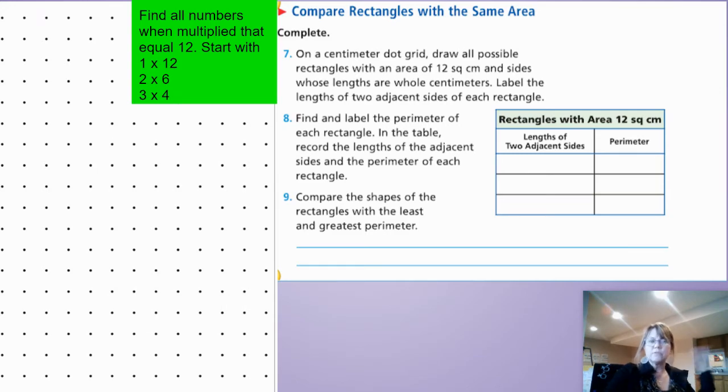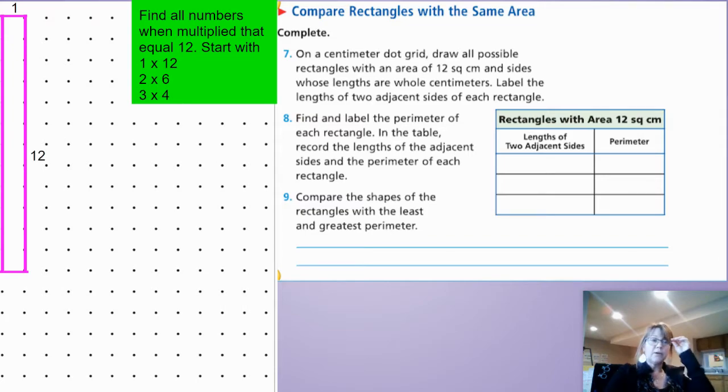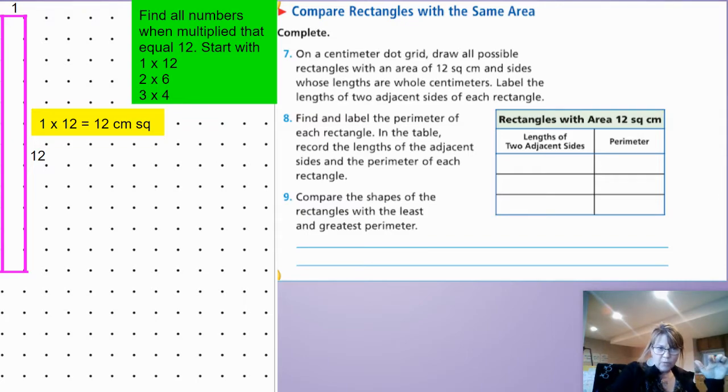So in order to do the rest of this, we need to draw our rectangles. We have a 1 by 12 centimeter shape right there. We know that 1 times 12 is 12 centimeters squared because these are centimeter dot paper, so from one dot to another is 1 centimeter. Now we know that our adjacent sides for the first figure are 1 and 12. The perimeter would be taking each side plus all the other sides. So 1 plus 12 plus 1 plus 12 will equal 26 centimeters for a perimeter.